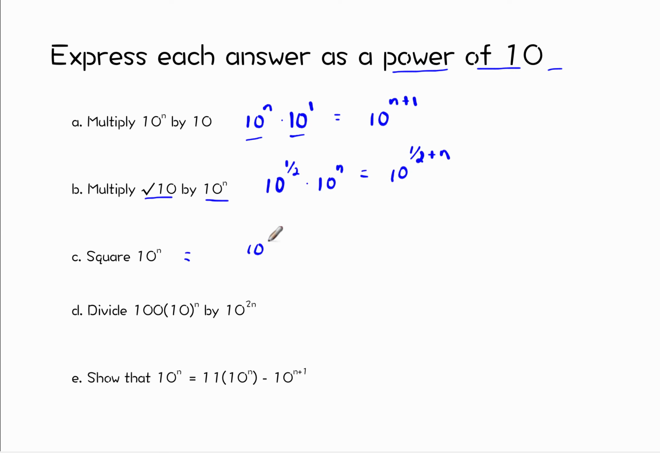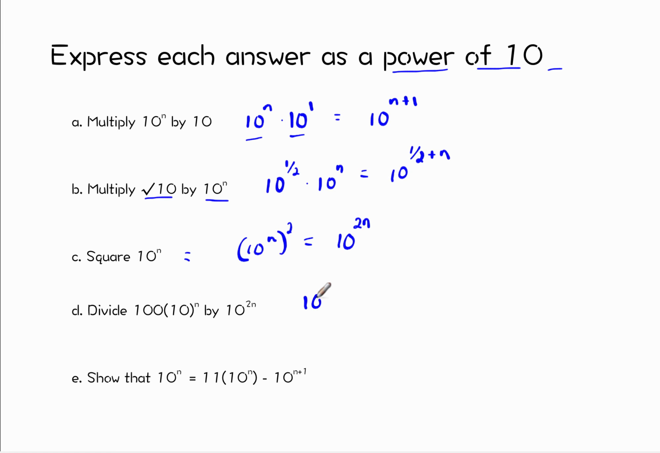Square 10 to the n. Oh, that's easy. We just have a power raised to a power, so we multiply. This is 10 to the 2n. Not bad, not bad. Let's see what's going on here with D. Divide 100 times 10 to the n by 10 to the 2n.